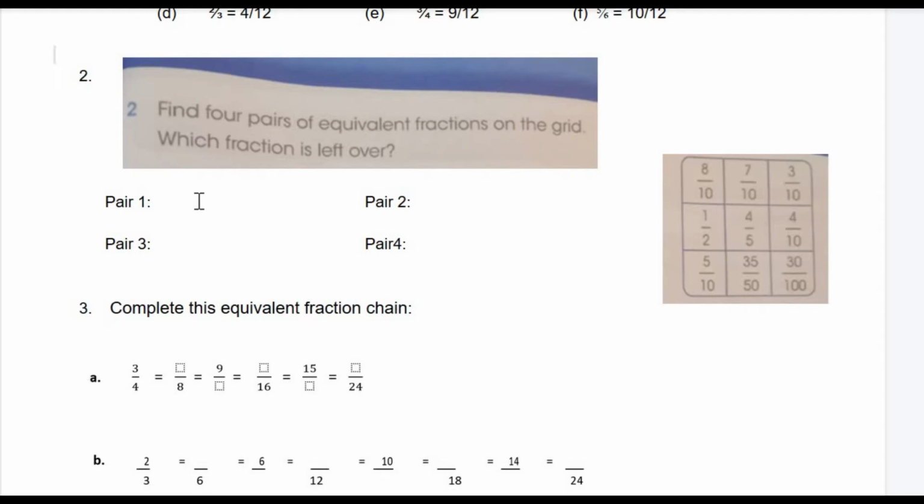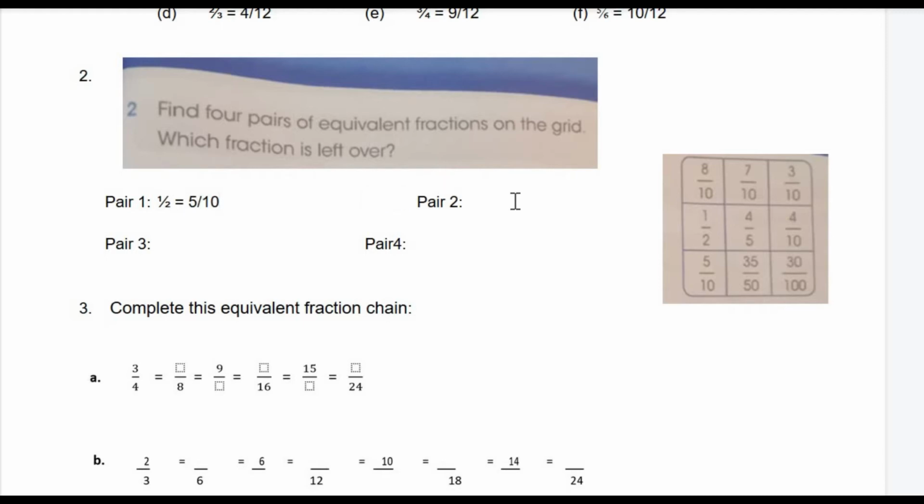Yeah? So let's start with the easiest one. We have a half here, yeah? 1 out of 2 or a half. Okay, in these other fractions, what is another fraction that's a half? It is 5 out of 10, yeah? Because if we multiply both the numerator and the denominator by 5, we get 5 out of 10. So here our first pair is 1 out of 2 equals to 5 out of 10.